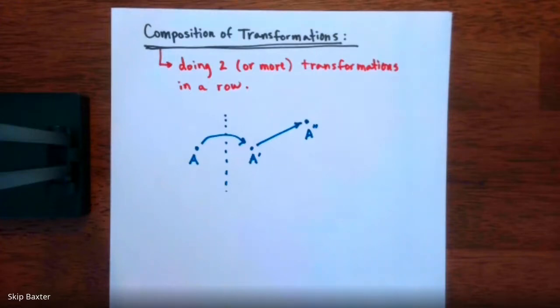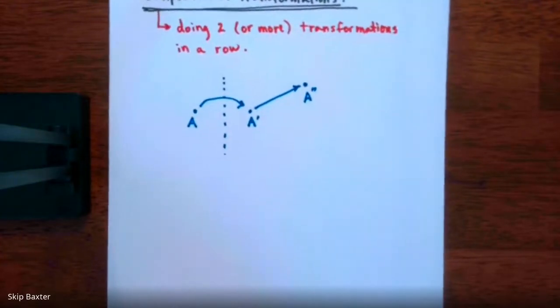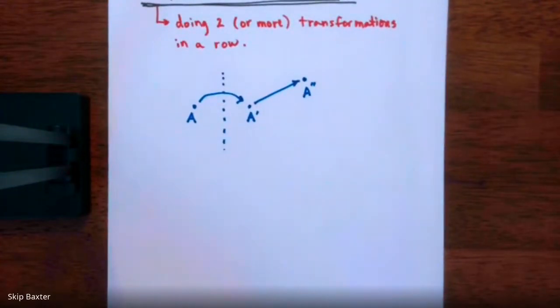Okay, it could be a series of transformations that involve any number of transformations, and it can involve any of the four different transformations, which are translations, reflections, rotations, or dilations. Okay, it can be any combination of those things.